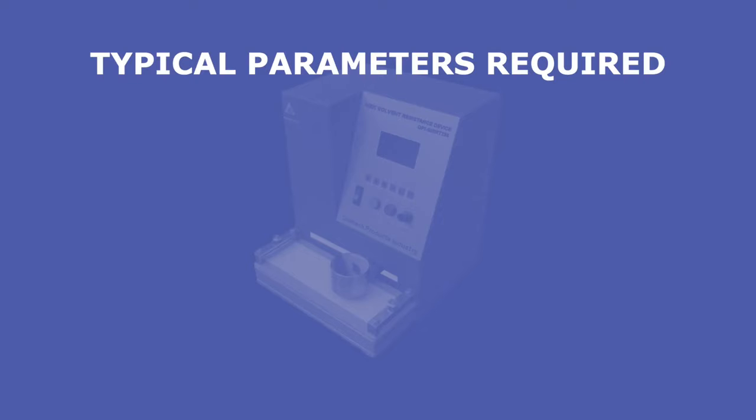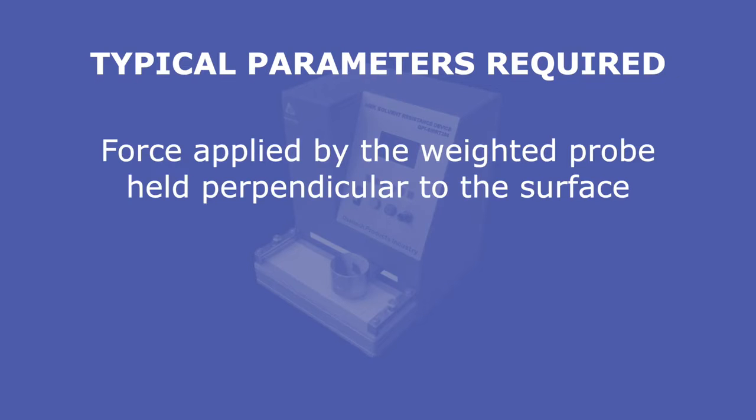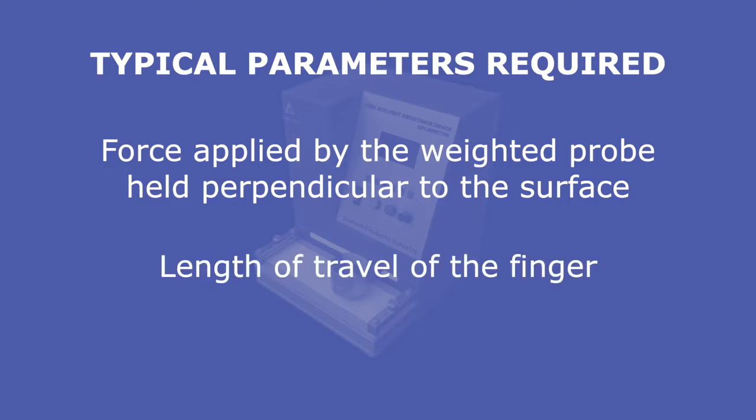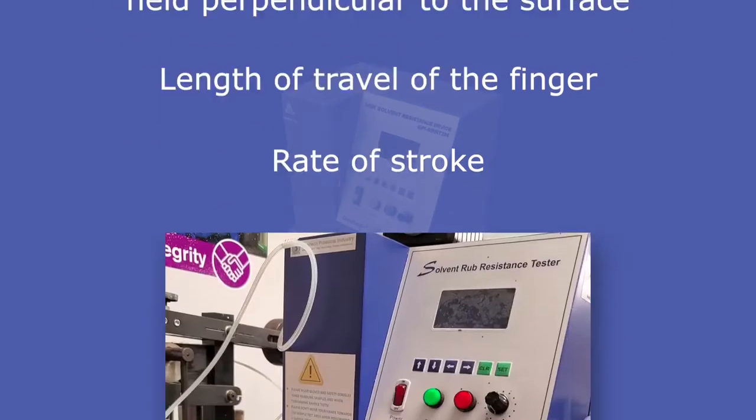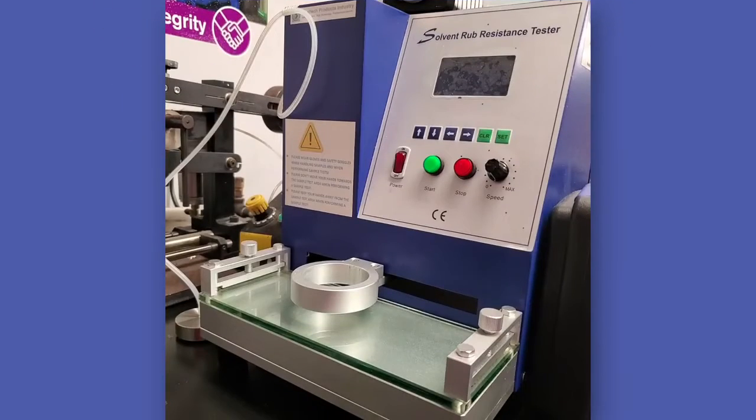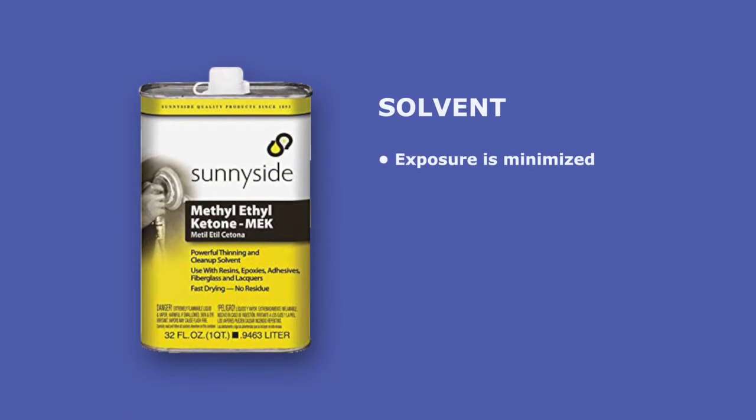Typical parameters required to perform this test are the force applied by the weighted probe, held perpendicular to the surface, the length of the travel of the probe, and rate of stroke. In other words, the number of rubs each second. The mechanical rubbing machine provides consistent stroke length, rate, pressure, and contact area that are not subject to variables such as human fatigue. Also, exposure to the solvent used is minimized when using a rubbing machine.